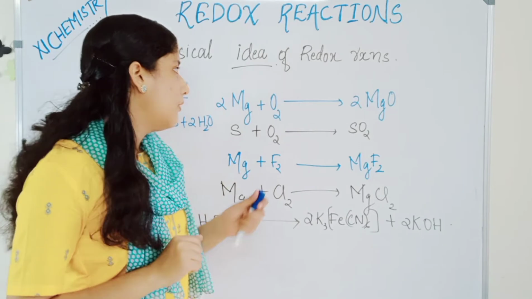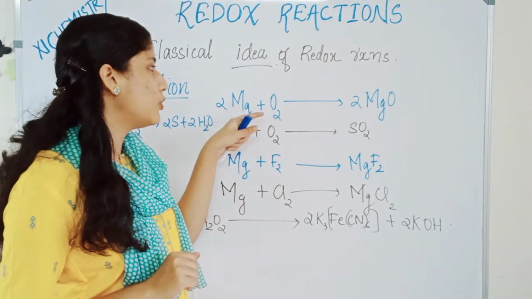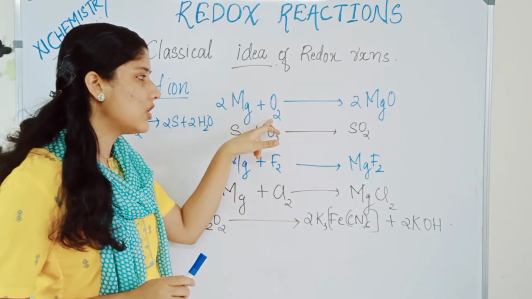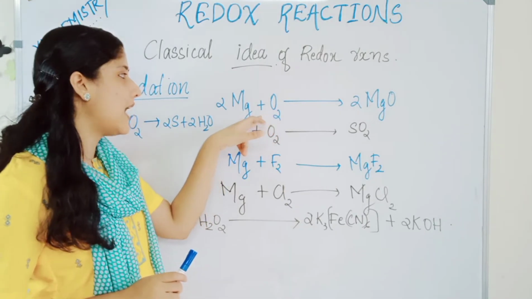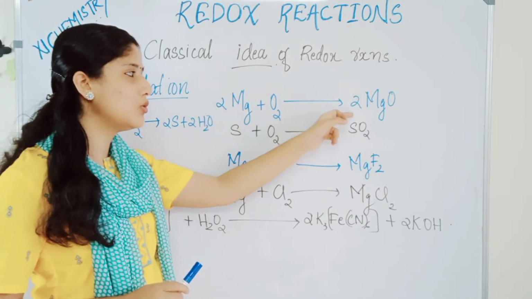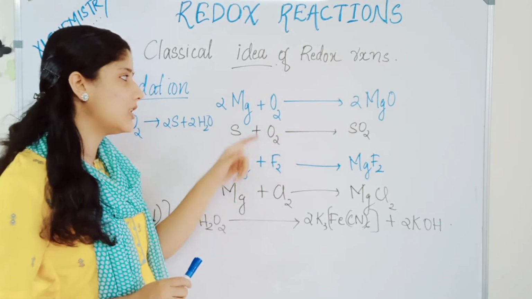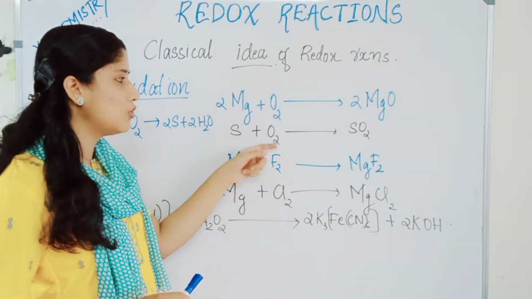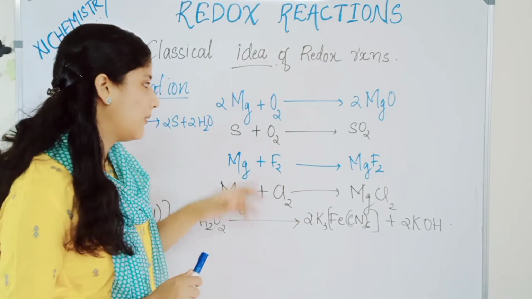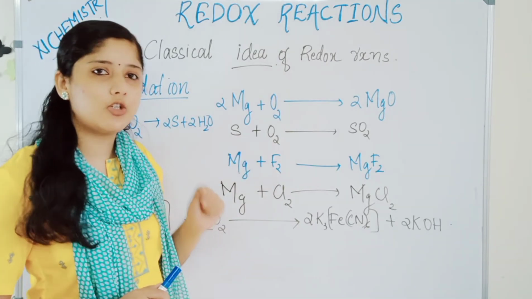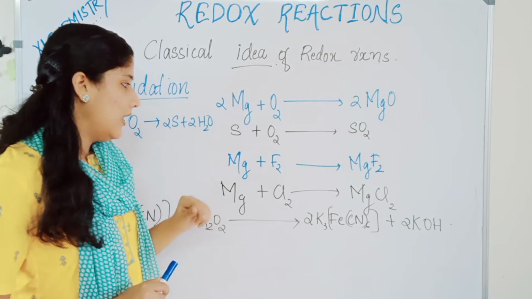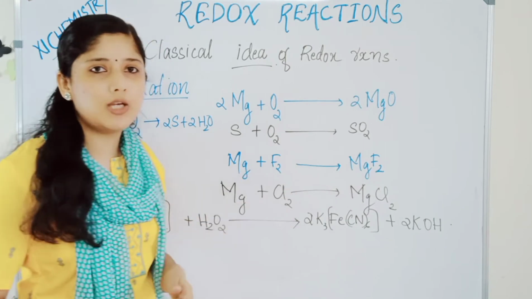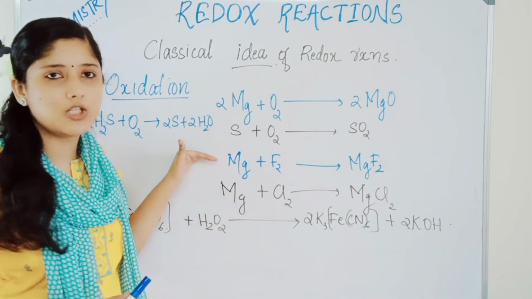The first example for oxidation is, look here, Mg plus O2 will give 2 MgO. In this reaction you can see here, addition of oxygen. O2 is added to magnesium Mg to give you 2 MgO. So this is oxidation, that is addition of oxygen. Similarly, sulfur S plus O2 will give you SO2, sulfur dioxide. So here also what happened? Addition of oxygen. Next reaction, Mg plus F2 will give you MgF2, magnesium fluoride. This is also an oxidation reaction.